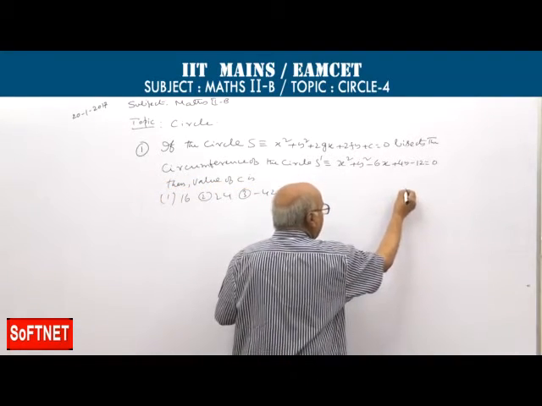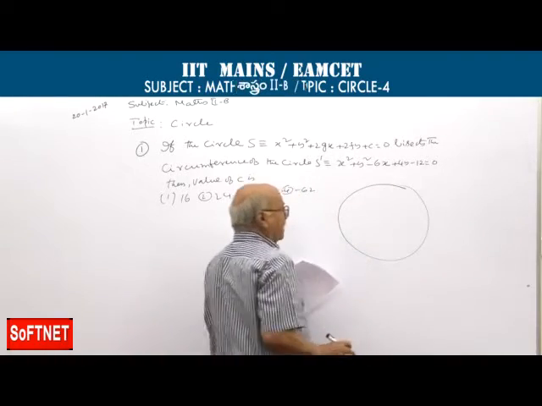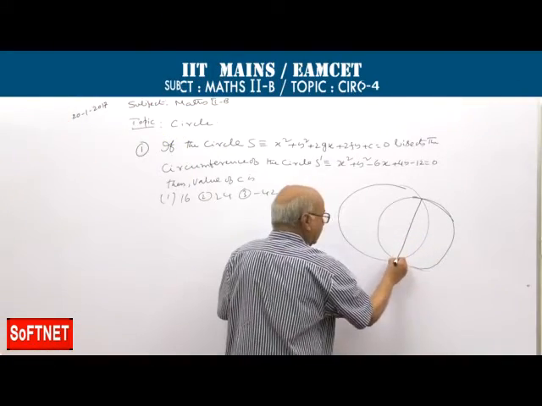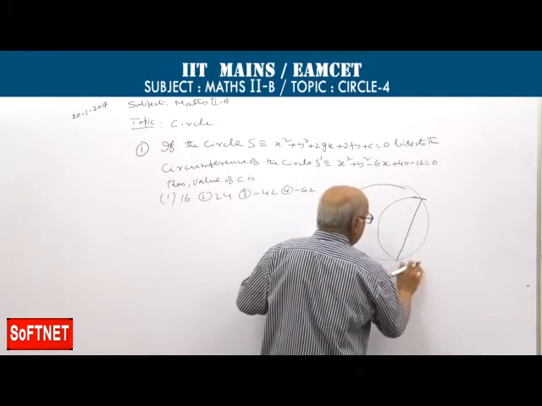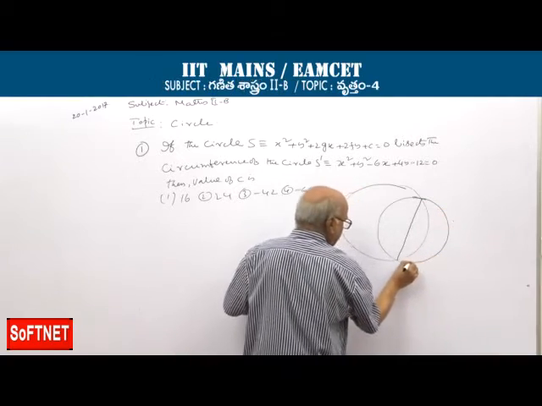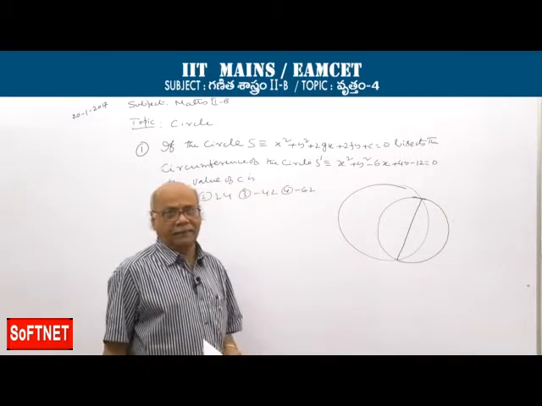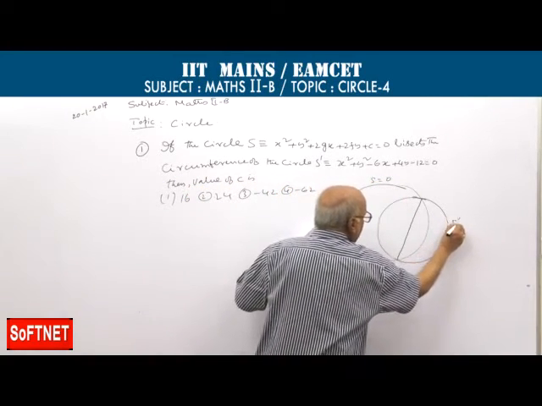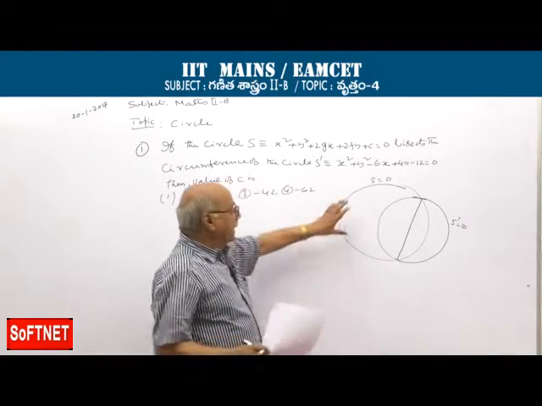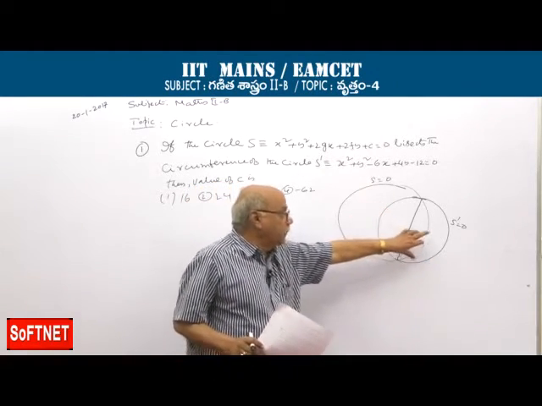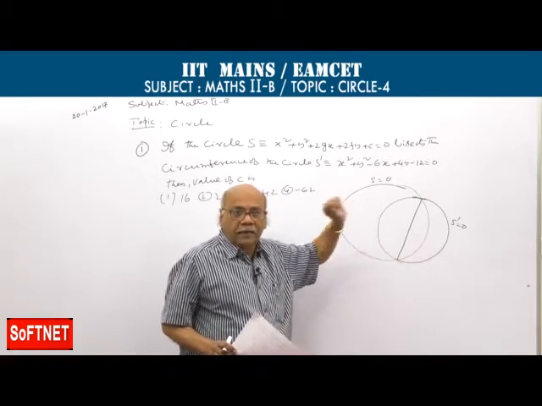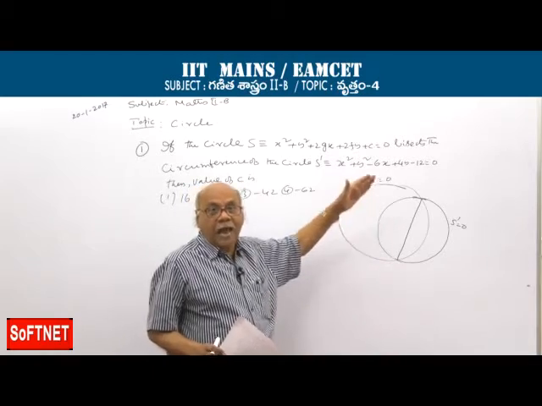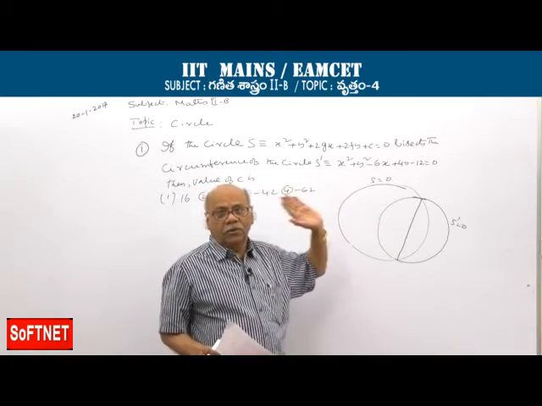So a circle bisects the circumference of another circle means the common chord of the circles must be the diameter of the circle whose circumference is bisected. So that means if S equals 0 and S dash equals 0 are two circles, and S equals 0 bisects the circumference of S dash equals 0, this indicates that the common chord of the two circles is the diameter of the circle S dash equals 0.